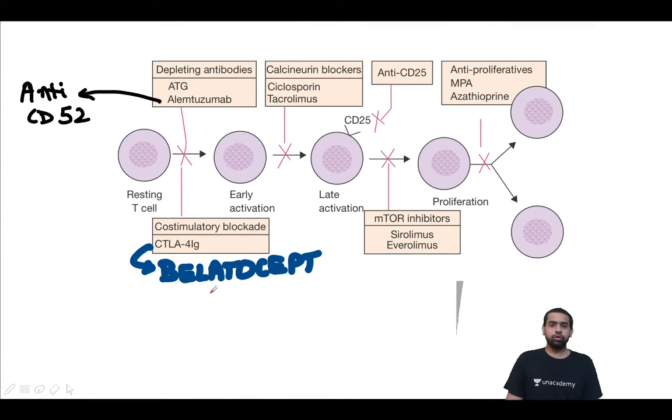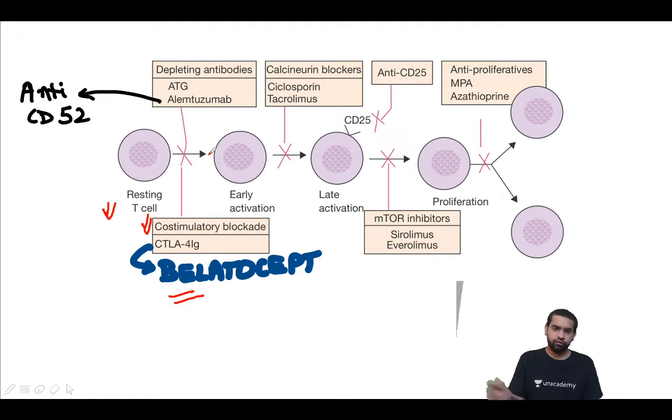Moving on. So this slide basically summarizes all the drugs which we just talked about, so let us go through it. So what do we have? We have resting T cells which are converted to the early activation, the late activation, then the proliferation. So all these drugs which we just talked about in bits and parts, they act at different stages of this cell proliferation. Right. So now let us talk about each drug. The one which I just talked about is belatacept. This is basically a co-stimulatory blocker, and this is CTLA4 immunoglobulin. So are you understanding?